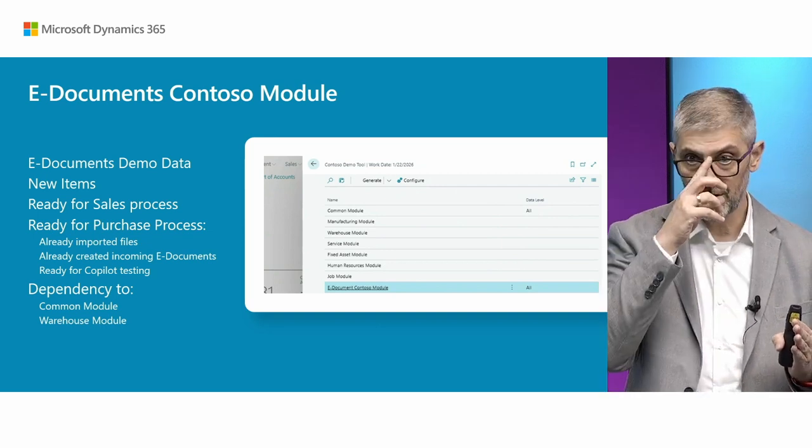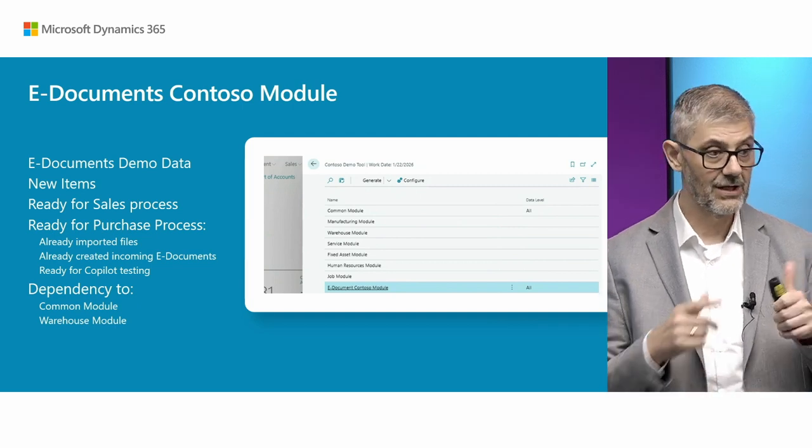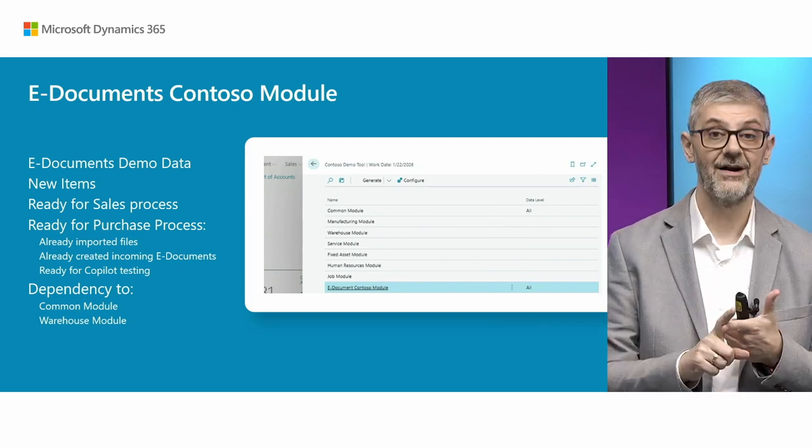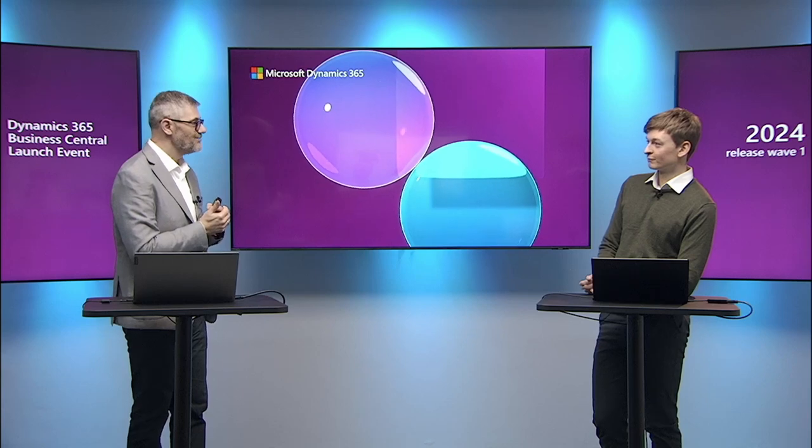What is important to know before you enable it, because there is a dependency: you need to first enable the common module and the warehouse module. After that, you enable the e-document module and everything will work. Everything will be there, so you can just start and use it. Okay, that was briefly what is new. Now, Magnus, please make it much better. It's a great demo. I know you prepared.